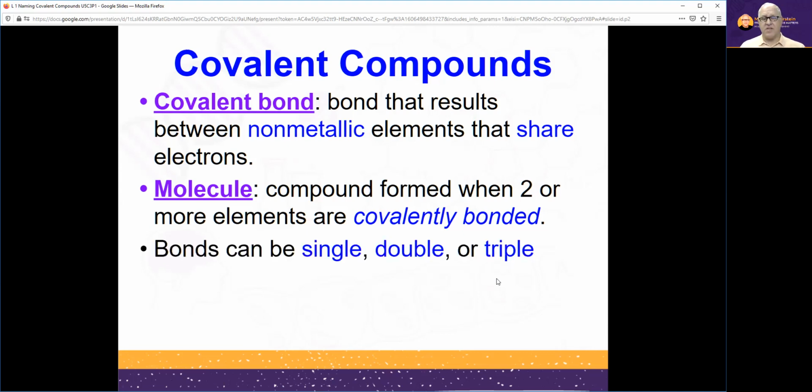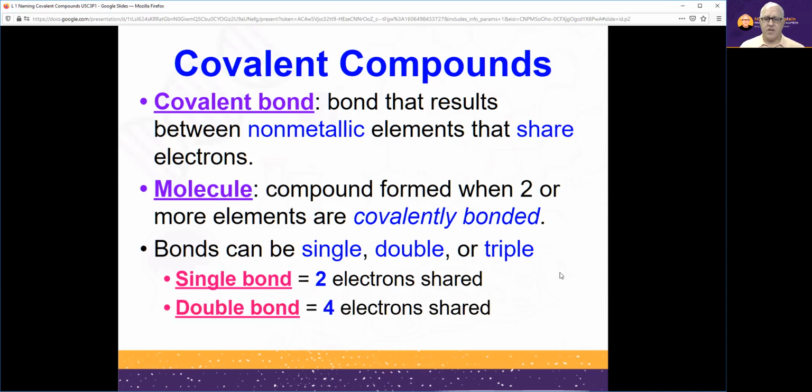And these bonds can either be a single bond, a double bond, or a triple bond. We're going to show you how we note those when we look at the illustrations. A single bond is where 2 electrons are shared, 1 electron from each element. A double bond is when 4 electrons are shared. It's going to share 2 electrons from each element. And a triple bond is where 6 electrons are shared, 3 electrons from each element.